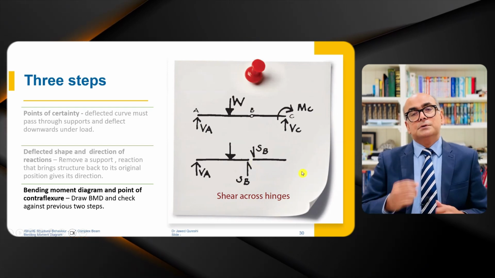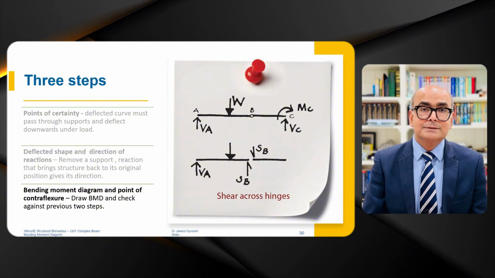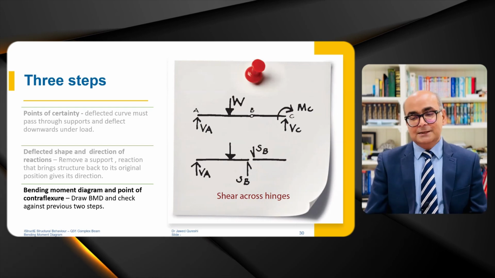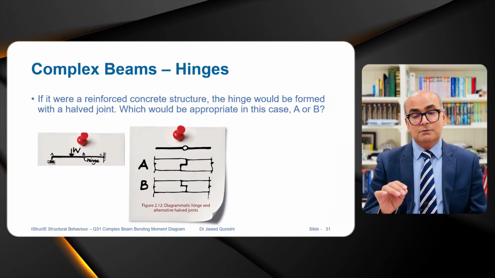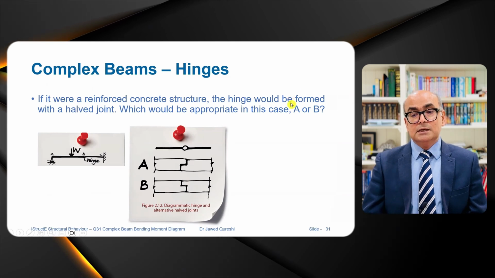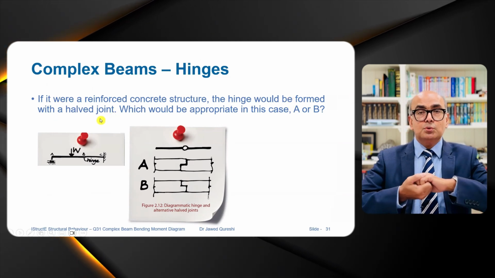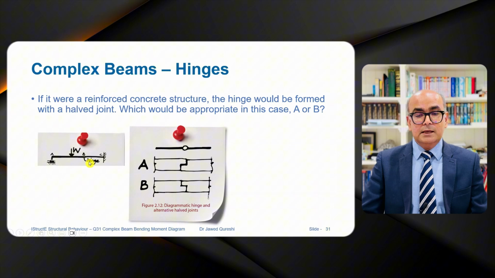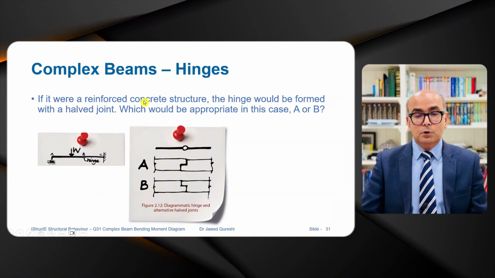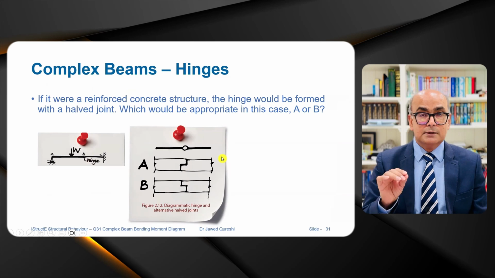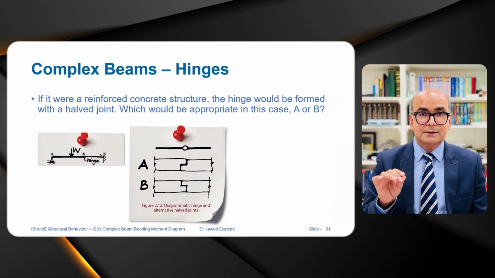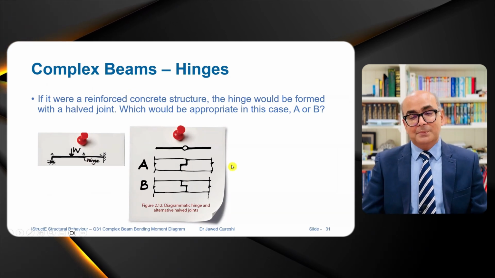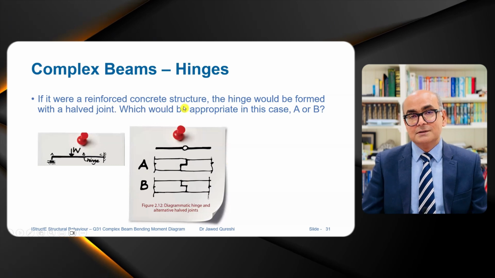It is really very important to remember. It will help us analyze lots of complicated, complex beams really very easily. Imagine this structure is a reinforced concrete structure, and the hinge will be formed by making 2 halves of the joint. And here this is the hinge, and you have 2 options to choose from. Which option is correct here? Think about it and put your option down in comments, saying that you are solving this reinforced concrete structure.